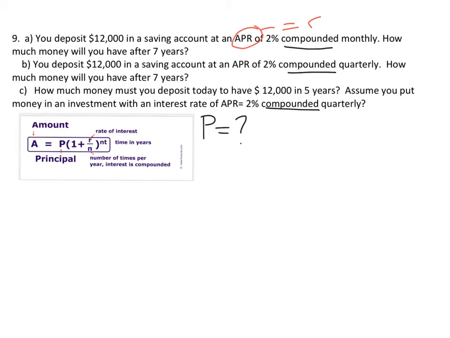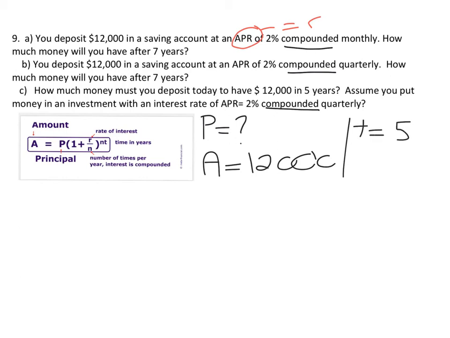Right, how much money must you deposit today? We want to know what P is, to have $12,000 in 5 years. So ignore the 5 years for a second. $12,000 is the amount that you are going to want to have in the future. So that makes $12,000 your A. In 5 years, that's your T.